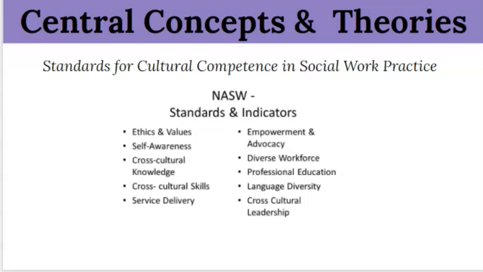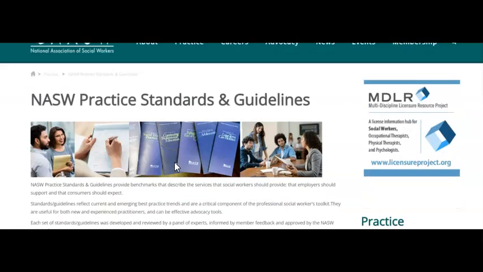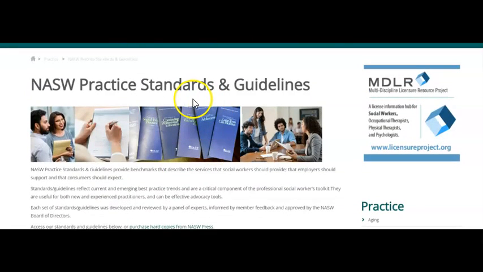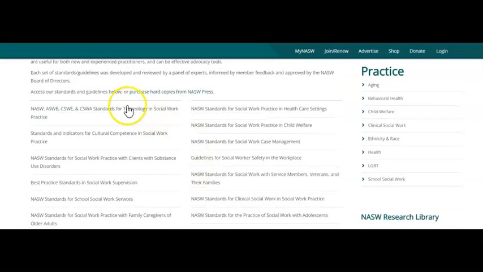We will expand upon these concepts and these standards as we discuss more about cultural competence, but there is a wonderful resource, which is the NASW webpage, and I'm going to take you there right now. This webpage will provide more information about the standards and the guidelines when doing social work. I know that there's a lot of information here, but a lot of these are hyperlinks.